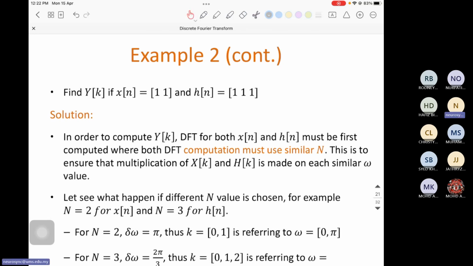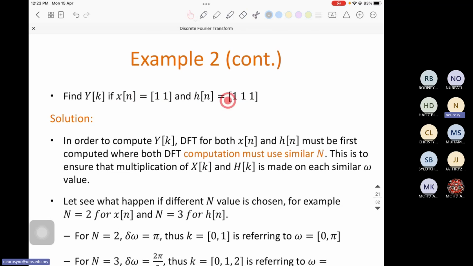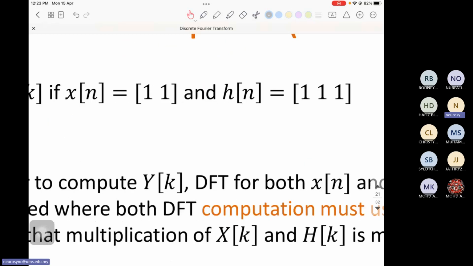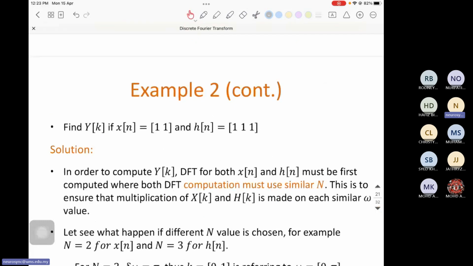Now, this is another example where the size of x of n and h of n is different. So this has size 2, this has size 3. Okay. And what is asked here? To find y of k. Now, to find y of k, the DFT for both x of n and h of n must be computed with the same n.